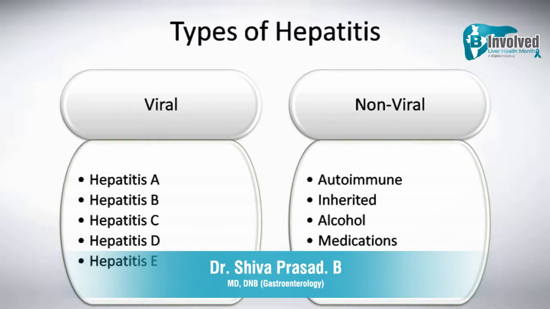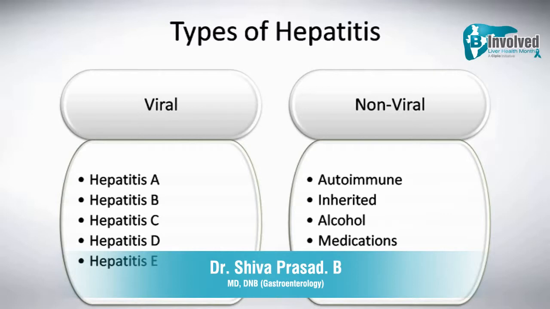Coming to the causes of hepatitis. Hepatitis, as I already told, can be because of an infection which affects the liver, or it can be because of some non-infectious causes. Now, infections which affect the liver are of different types. Now, they are named as hepatitis A, hepatitis B, hepatitis C, hepatitis D, and hepatitis E.